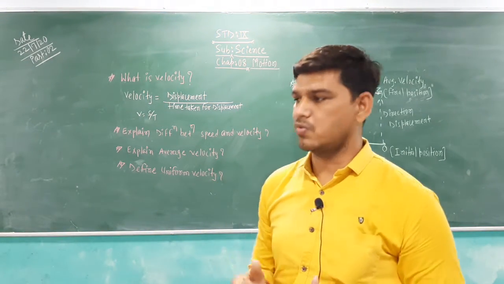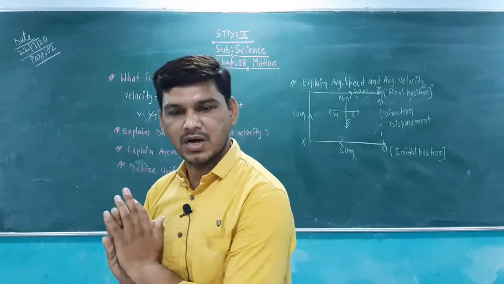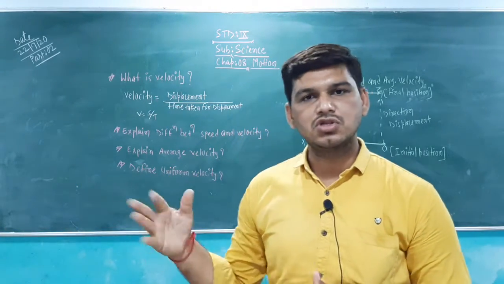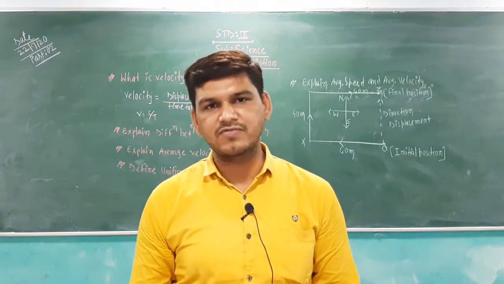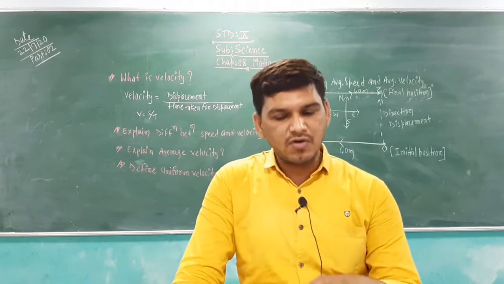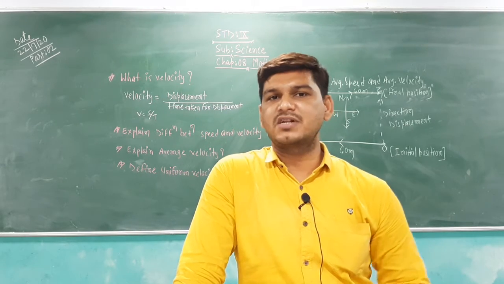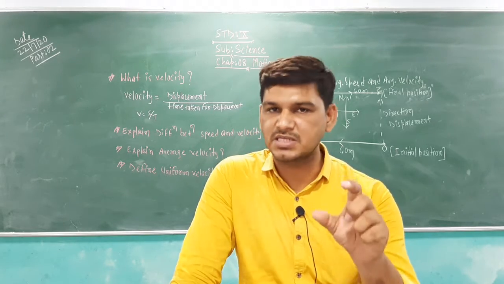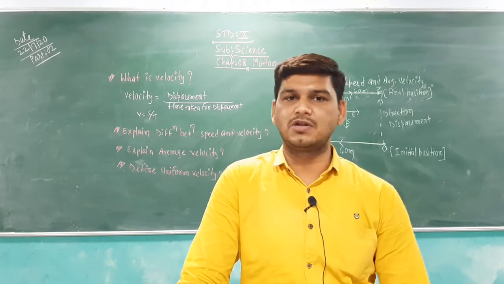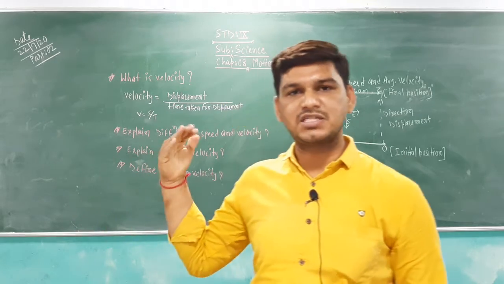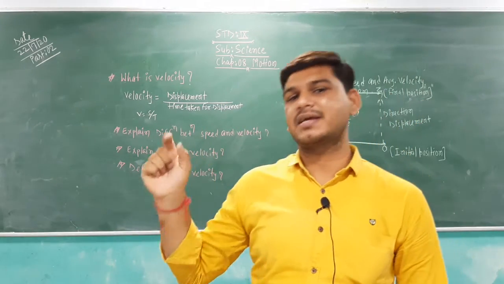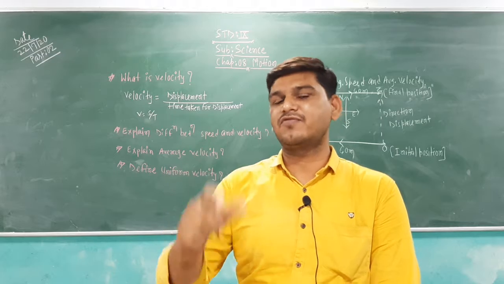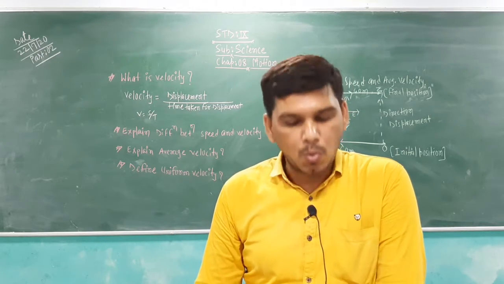Displacement. Right now I am standing here, and if I move in a specific direction, my position changes. So change in position is part of displacement. In other words, velocity is the distance traveled in a specific direction, which is called displacement, in a specific unit of time. So velocity is equal to displacement upon time taken for the displacement. The ratio gives us the velocity.